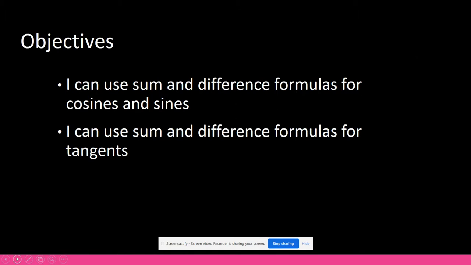So that's us, once again, using sum and difference formulas for cosines, sines, and tangents.